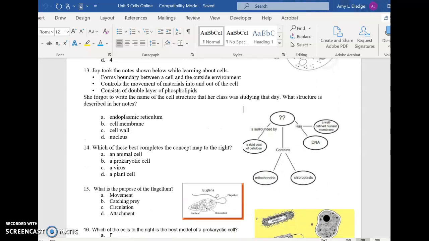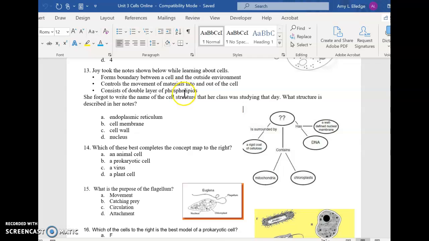Number 13, Joy took notes shown below while learning about cells. It forms a boundary between a cell and the outside environment, controls the movements of materials in and out of the cell, and consists of a double layer of phospholipids. She forgot what the structure was. What structure is described in her notes?